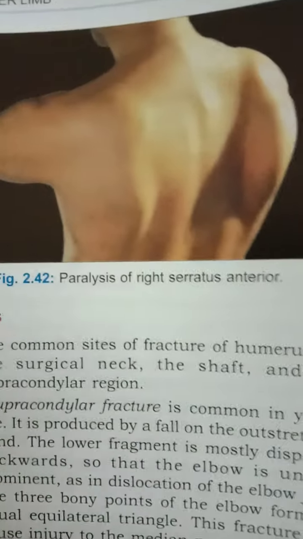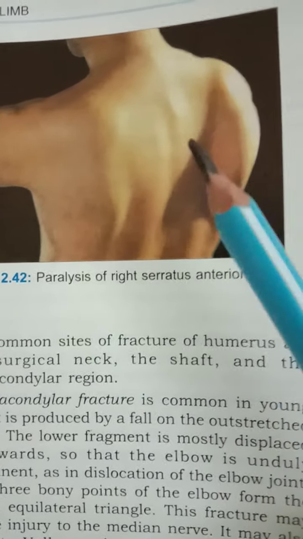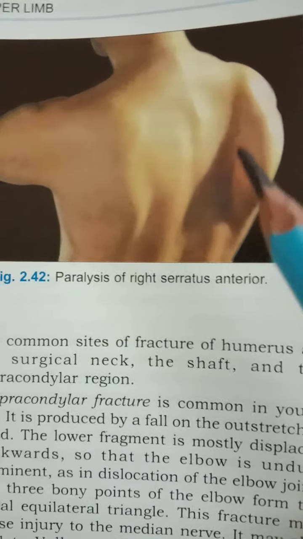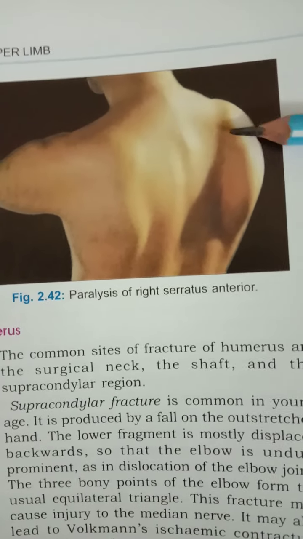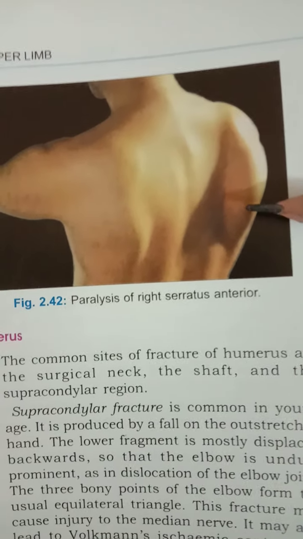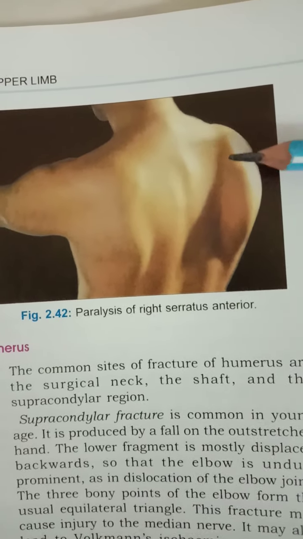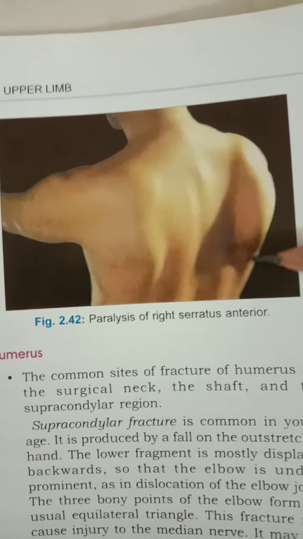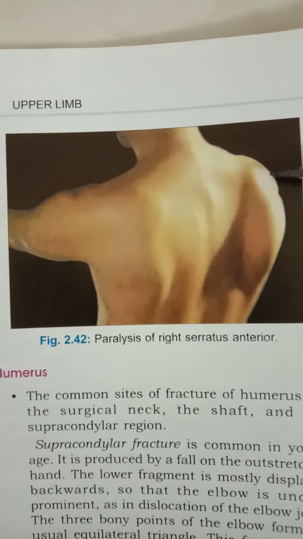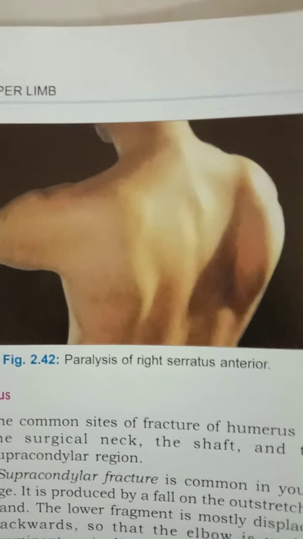Here you can see the paralysis of the serratus anterior can cause winging of the scapula. In this condition the medial border of the scapula is unduly prominent and the patient is unable to abduct the arm beyond 90 degrees. Here you can see the right side winging of the scapula, which occurs due to paralysis of the serratus anterior. So these are the clinical points related with the scapula.